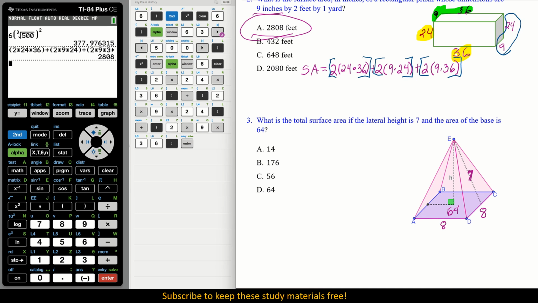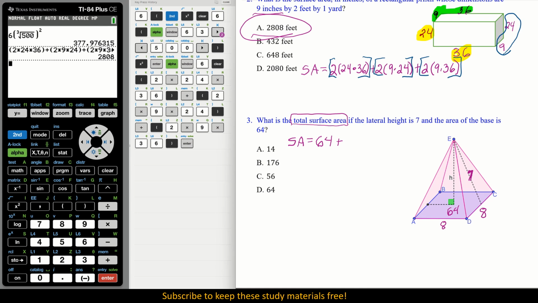All right, so now what do we do? They want to know what is the total surface area. So we have surface area. When I say lateral, that is the pink part, plus the bottom purple bluish color, which they gave us. So we have 64 plus.